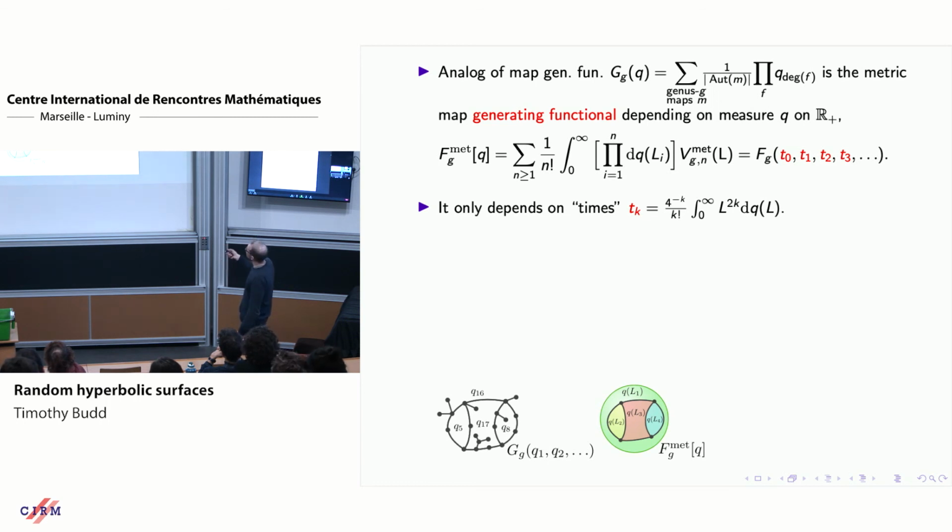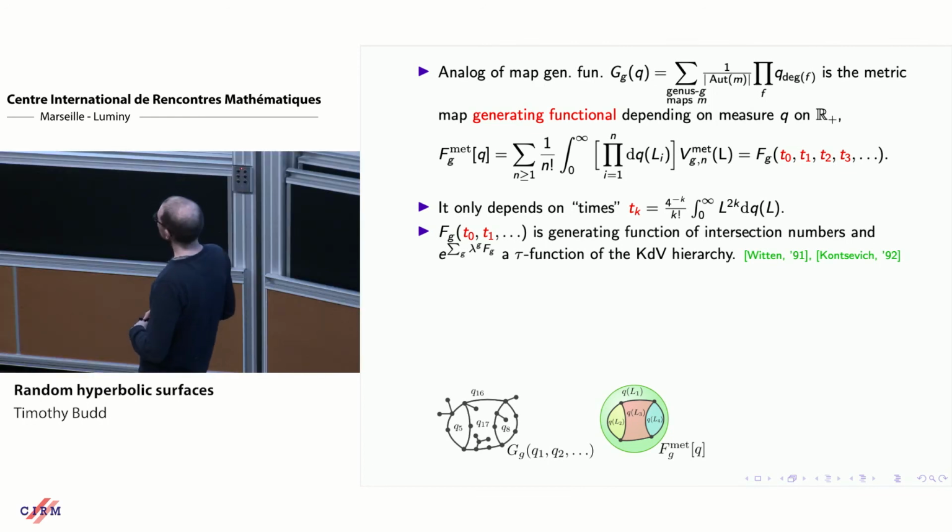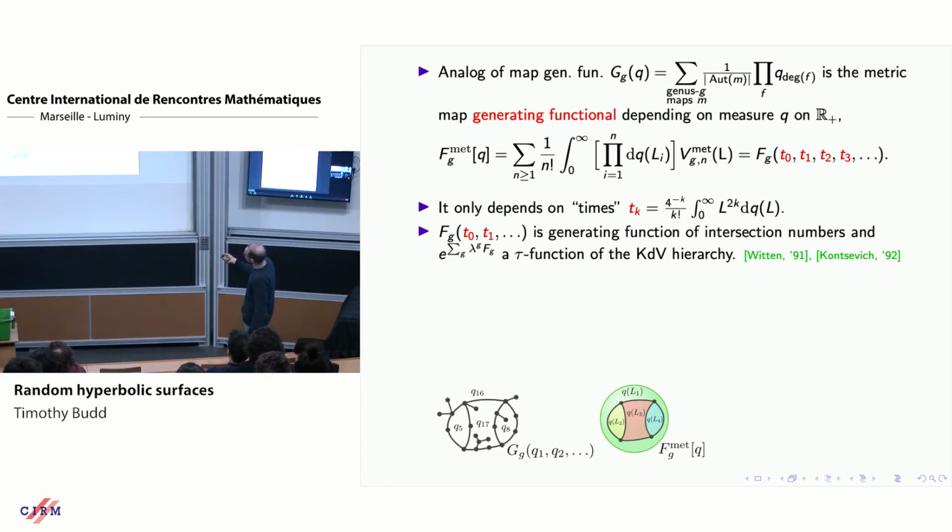Now, an interesting fact is that this generating function depends on your measure Q only through something which is called the times. And the times are just the even moments of these measures. So where does this terminology come from? Well, this generating function in terms of the times is nothing but the generating function of certain intersection numbers that feature in Witten's conjecture, which was saying that if I sum over all genus and take the exponential, you get a solution to the KdV equations.